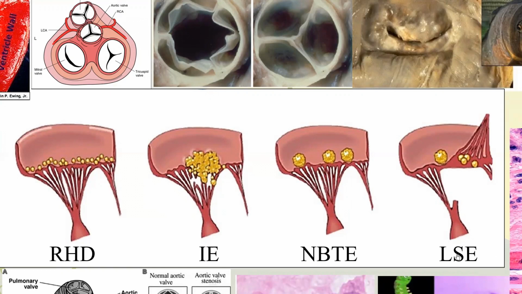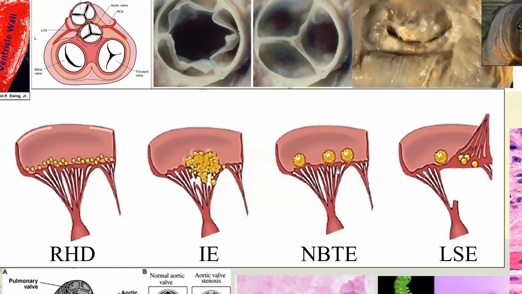The next one is Libman-Sacks endocarditis. If you put it the other way around, it is SLE. So SLE, all of us know, and Libman-Sacks endocarditis occurs in SLE. Here the vegetations are variable in size. Again, 2 to 3 millimeters to 5 to 6 millimeters, found on either side of the valve leaflet.